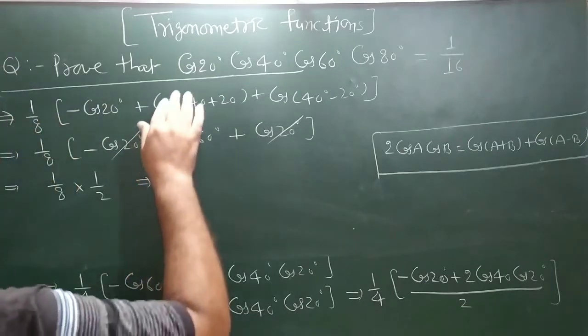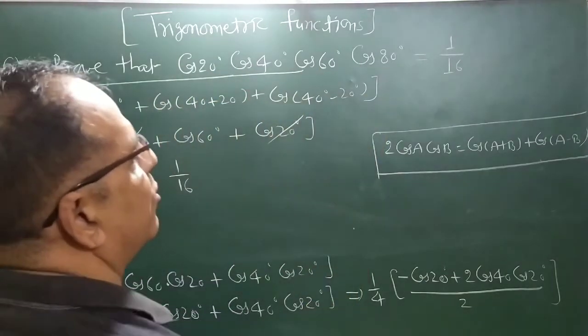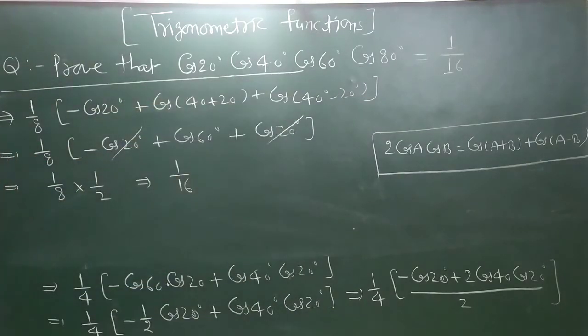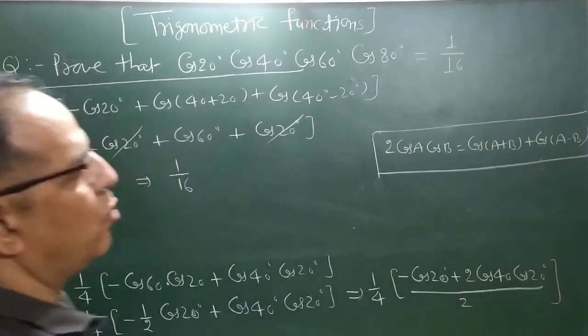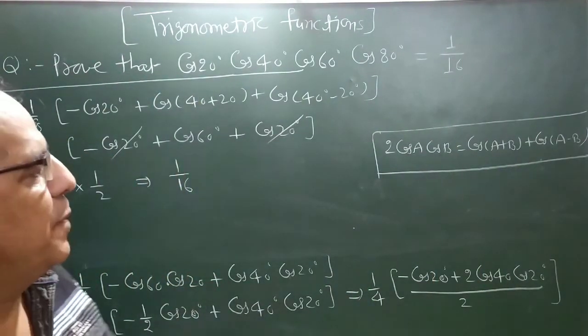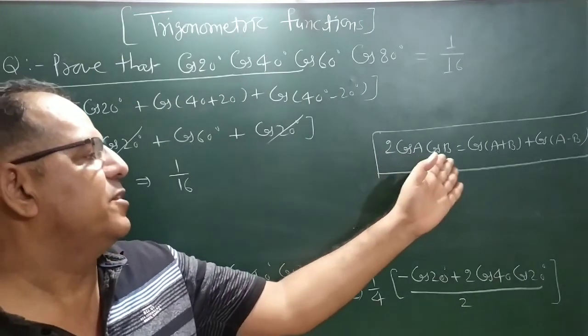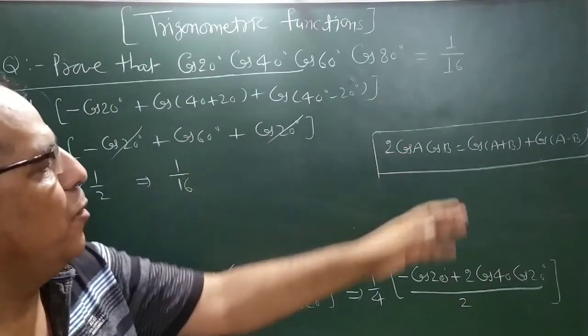In which we had to prove that cos 20 degree, cos 40 degree, cos 60 degree, cos 80 degree equals 1 upon 16. So all these types of questions can be solved by using this type of identity, 2 cos A cos B equal to cos A plus B plus cos A minus B. Sometimes we use 2 sin A cos B, sometimes we can use 2 sin A sin B, etc. So these are some important questions based on this type of identity.